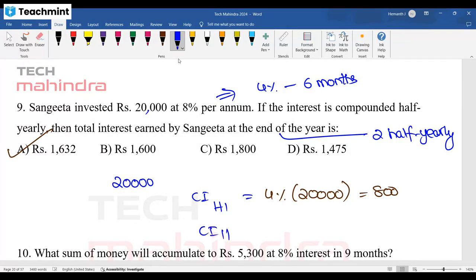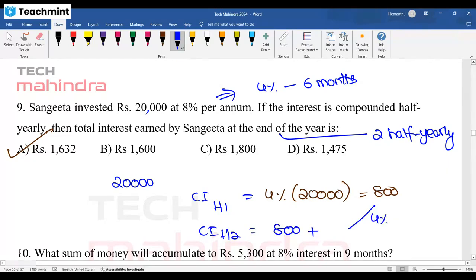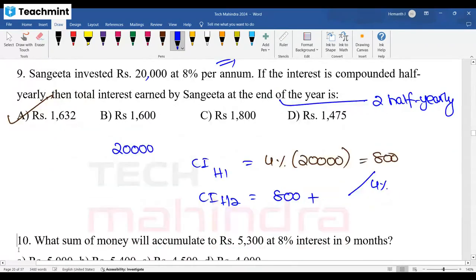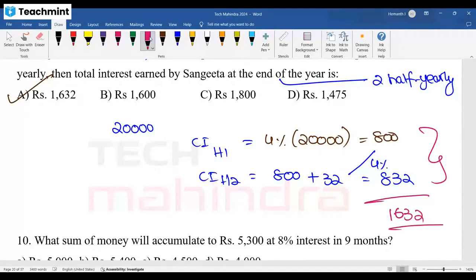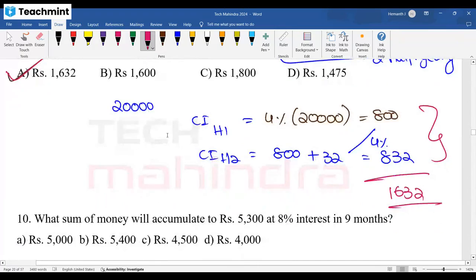For second half yearly, what is the rate of interest? Our compound interest is first year interest plus interest for that. 4% of 800. See, compound interest is interest for the interest. You have 800, and interest for the interest we have to calculate. 1% is 8, 4% is 32, second half yearly 832, together 1 year completed. That's what for 1 year, the interest is 1632. Option A, 1632. So you can find simple interest, compound interest they're asking.